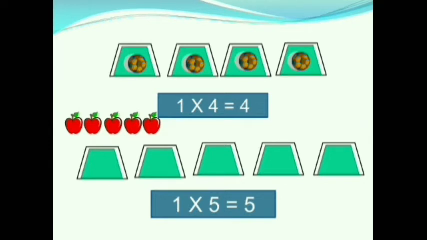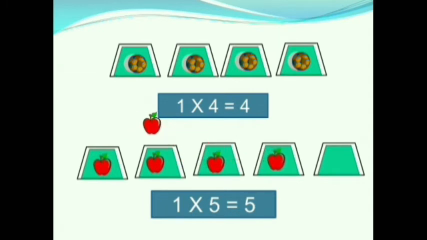Children, now we will make groups of 5 apples, which has 1 apple in each group. How many groups can we make? Yes, 5 groups can be made. Are any apples left out? No, there are no apples left out. How many apples did we have? We have 5 apples. How many apples are there in each group? There is 1 apple in each group, which means that 1 is the factor of every number.